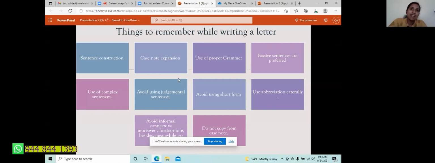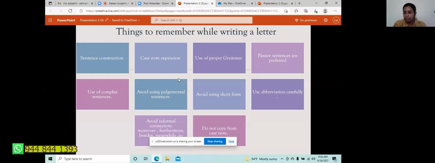I can tell you that I'm not that good at grammar, but by checking the case note, I can sense that this is the right way to write. By practice only, you will be knowing more regarding that one. Then you have to use the proper sentence set.